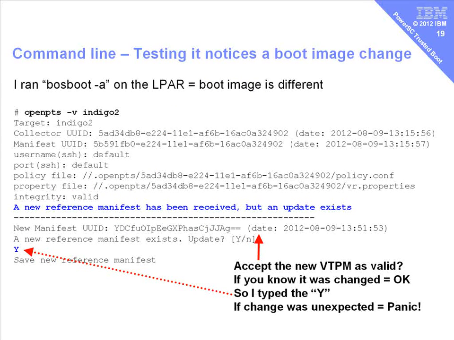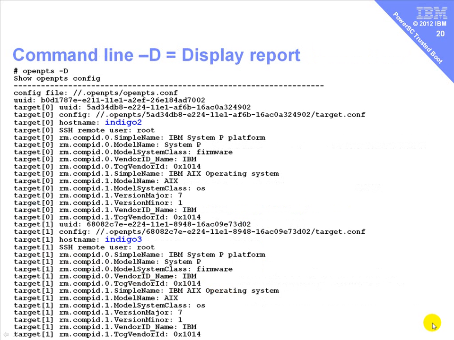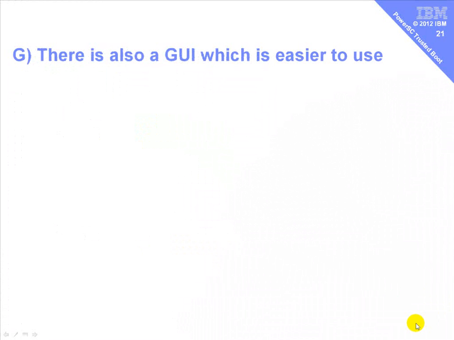If it's unexpected, then you have to start asking around, okay, who changed Indigo 2? Do we have a good explanation for why this happened right now? If we can't find a reason for this LPAR changing, then we have an unauthorized change to this logical partition. And then the third option, the -d, tells us about the configuration. It lists our particular host down in here, a whole load of other information about the machine it's talking to as well. Well, that's about it for the command line.